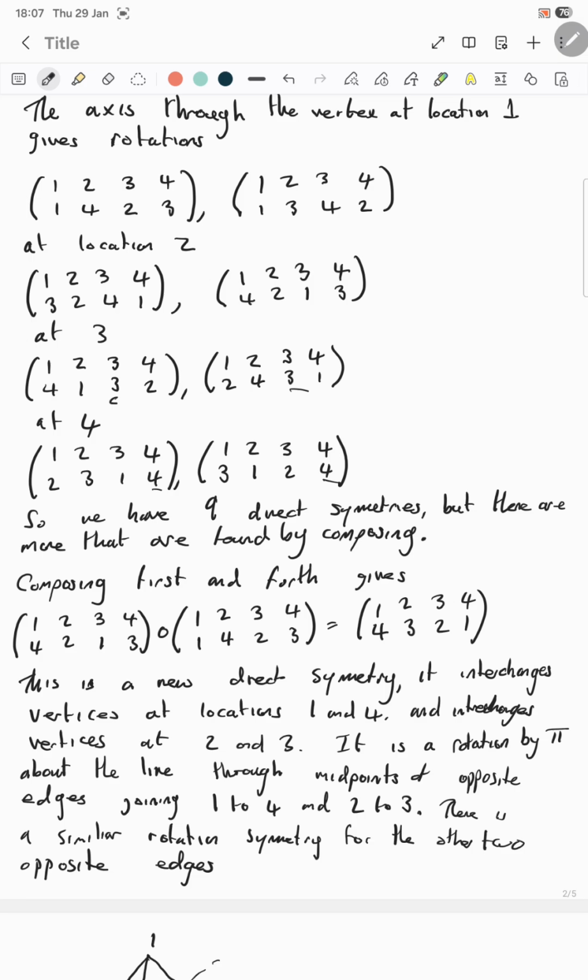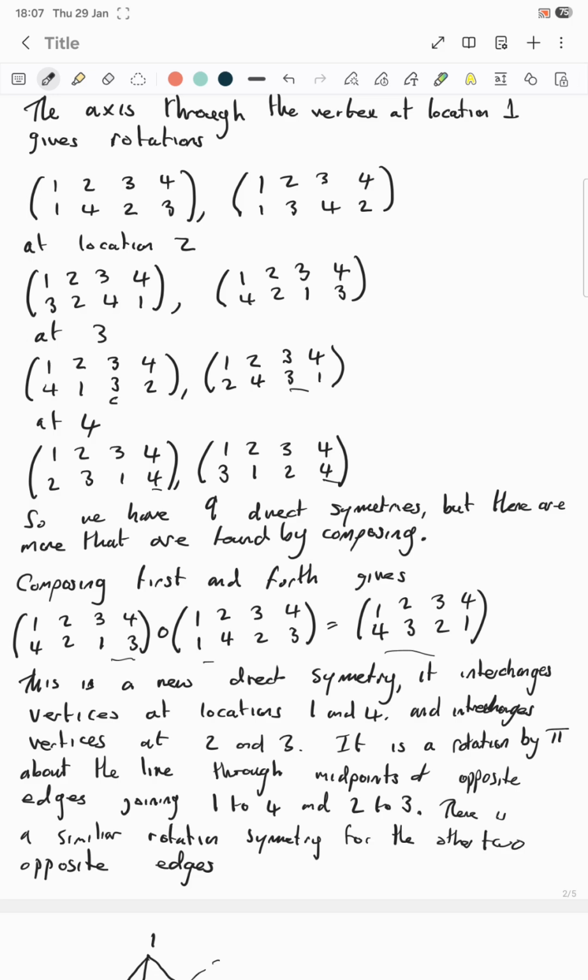So from this we have 8 direct symmetries, but there are more that are found by composition. Like, for example, here composing the first and fourth gives this, and as you should know from before, we're starting from the one on the right and we're cycling through them. That's what composition is, like we've shown before.